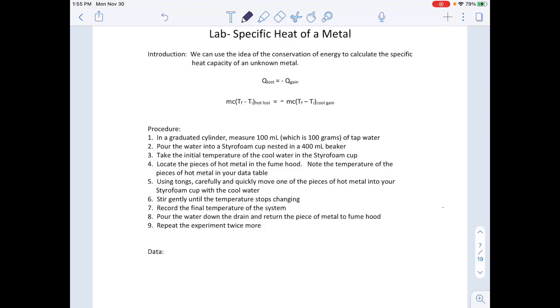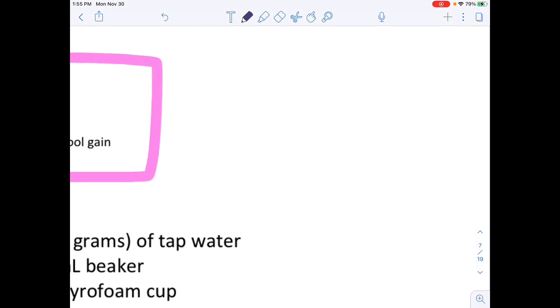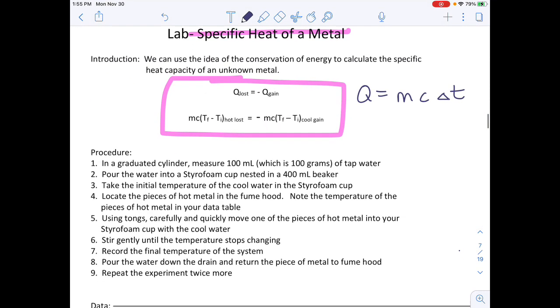Okay, today we are going to be looking at the specific heat of a metal lab. One of the first things we should make note of is that we're dealing with one equation. Heat in equals heat out, heat gained equals heat lost, Q equals Q, whatever you want to call it. MC delta T equals MC delta T. So these are the same equations we've been working on basically this entire unit. That is not going to change for this lab.